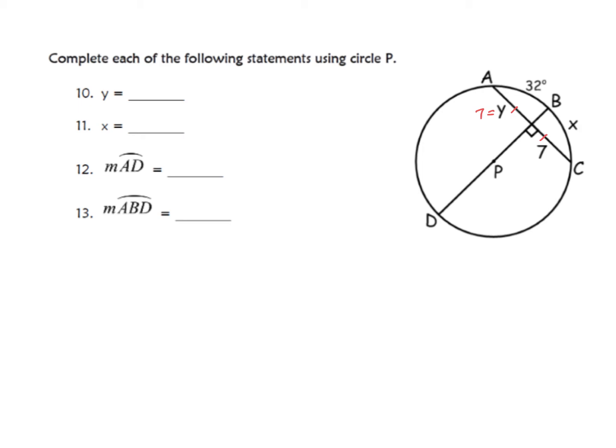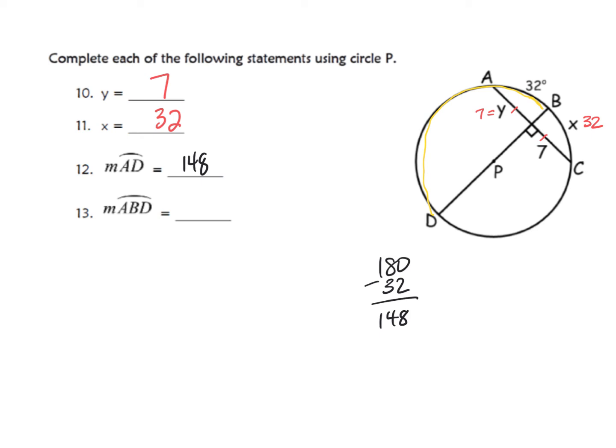Now, this arc AC is also split by that radius. So if arc AB is 32, x is also going to be 32. So let's see, I think we've answered some questions. So y is 7, x is 32, arc AD. Okay, so we can see that this here is a semicircle, right? So if I take 180, subtract what I know, I'm left with 148. So that's 148.